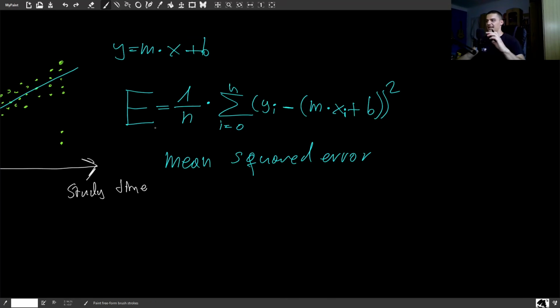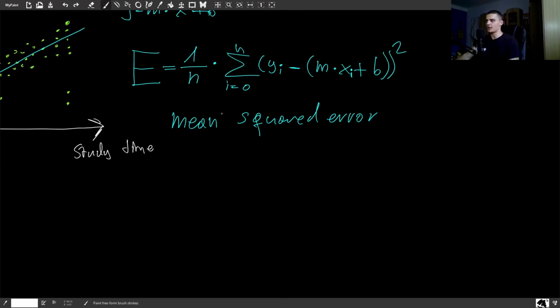We can do that by taking the partial derivative with respect to m and with respect to b, because that gives us the direction of the steepest ascent with respect to m and b. So how can we change m to maximally increase e, and how can we change b to maximally increase e? Now you might say, okay, didn't we want to decrease e? Yes, we did want to decrease e, but if you have the direction of the steepest ascent, you can just go the opposite direction and you have the direction of the steepest descent. So this is what we're going to do.